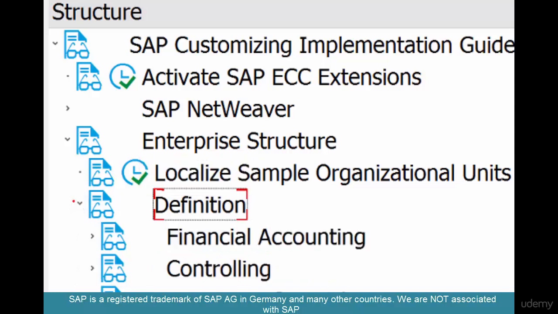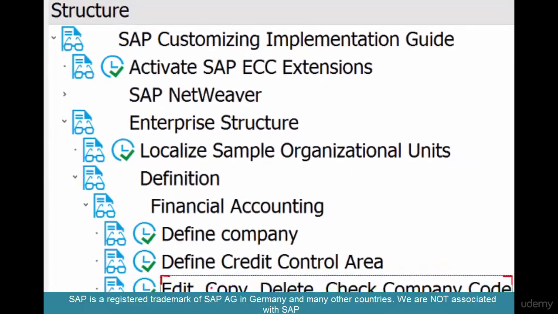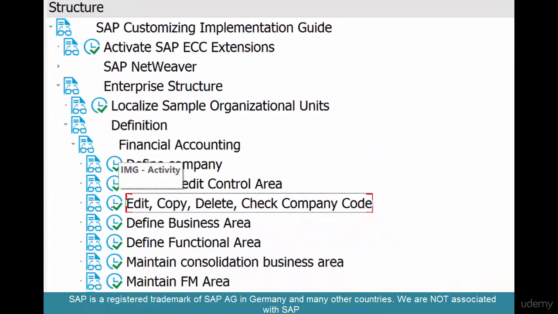And then company code is a financial transaction. So it's not going to be under sales or material management. It's going to be under financial accounting. And underneath that, don't go to define company. Instead, go to edit, copy, delete, check company code. The reason is we're not going to define or create our own company code here. Meaning, we're not going to do it from scratch. We're going to copy it from an existing company code.